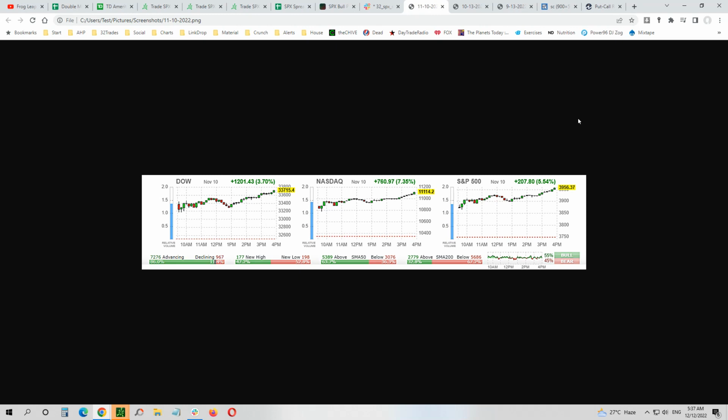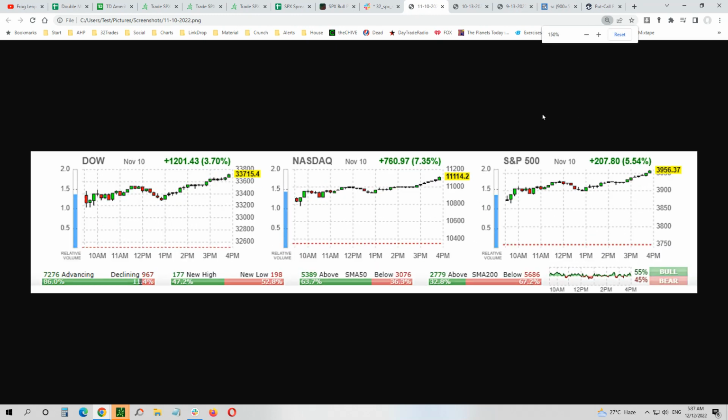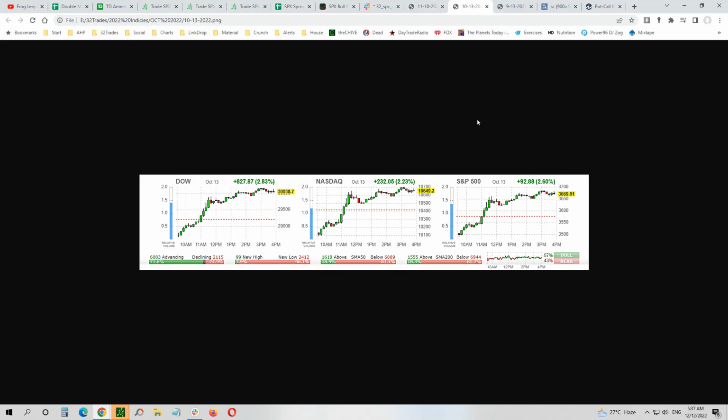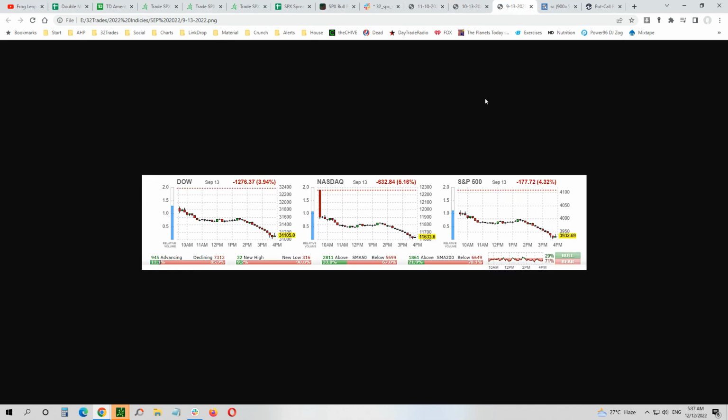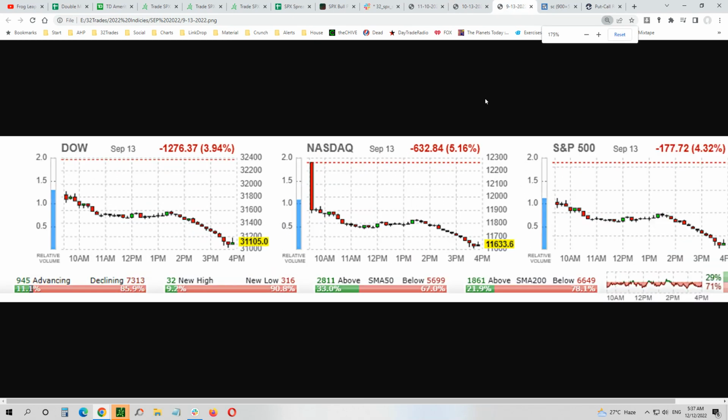Now, this was your November CPI. On November the 10th, CPI, the NASDAQ closed up 7%. The S&P closed up 5.5%. This is your October CPI. In October, you had all of the indexes closing up a little bit, close to 2.5% on the day. That was the October CPI. Now we go into the September CPI. On September CPI, you had the NASDAQ down 5%.